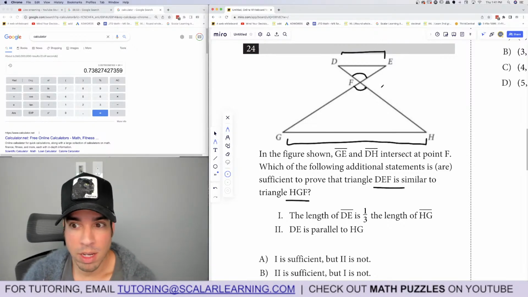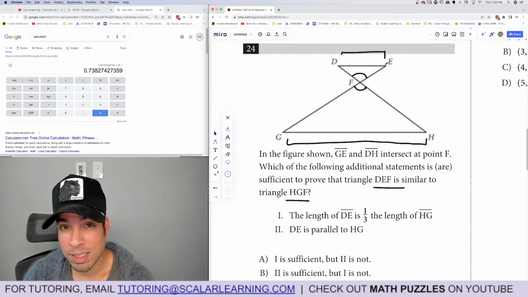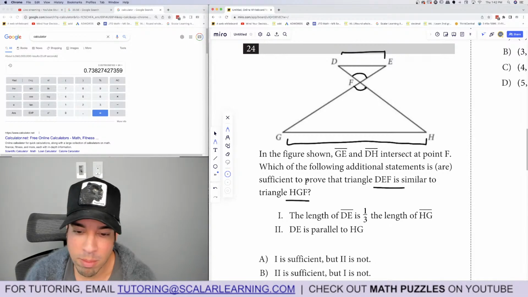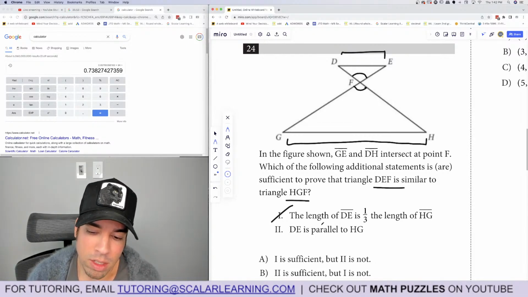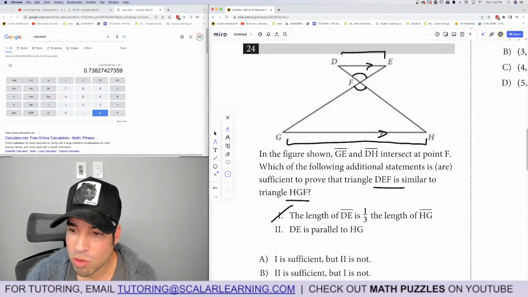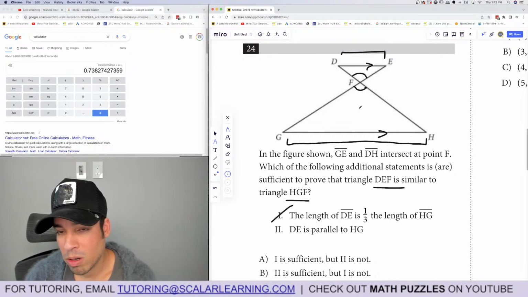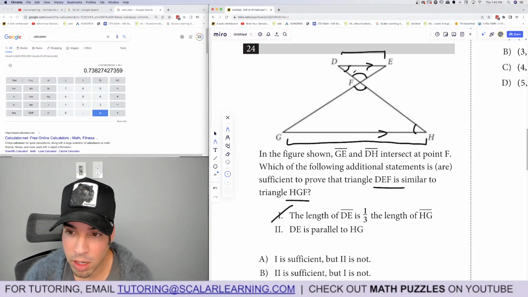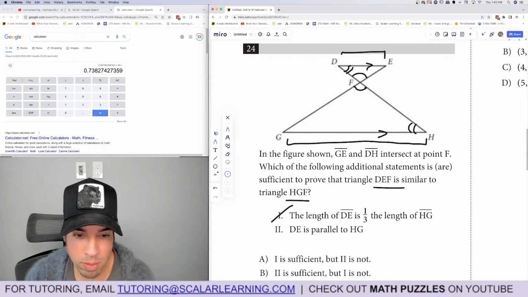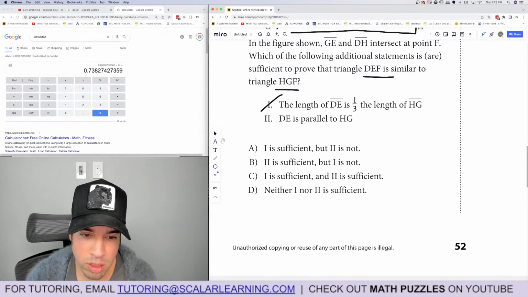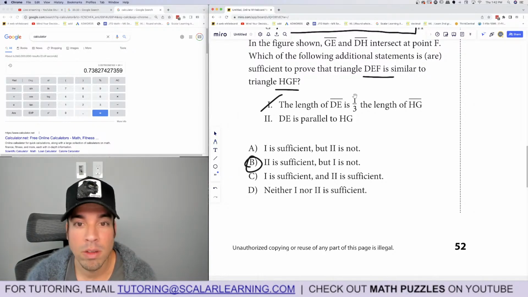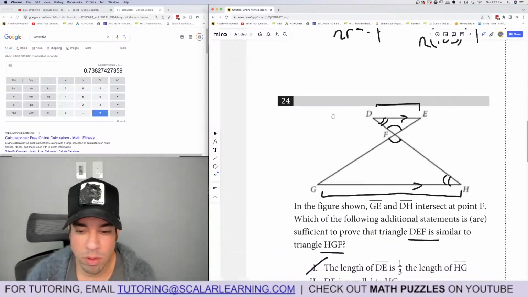But that's only one side. The theorems for similarity would be like side, angle, side. So we need two sides proportionate and an equal angle in between. So this is not good enough. DE is parallel to HG. That is great. The reason why is because when we have two parallel lines, you've got to know these rules. The alternate interior angles along the transversal are equal, which means we have two angles that are congruent, angle similarity. So D is good, 1 is not. 2 is sufficient, but 1 is not. All right, 24. We got that right?